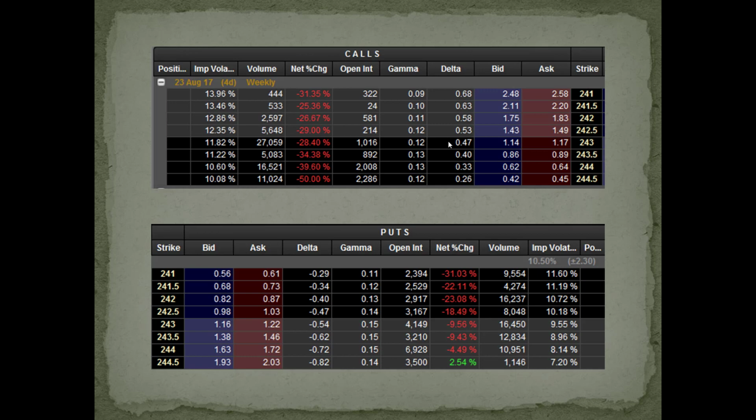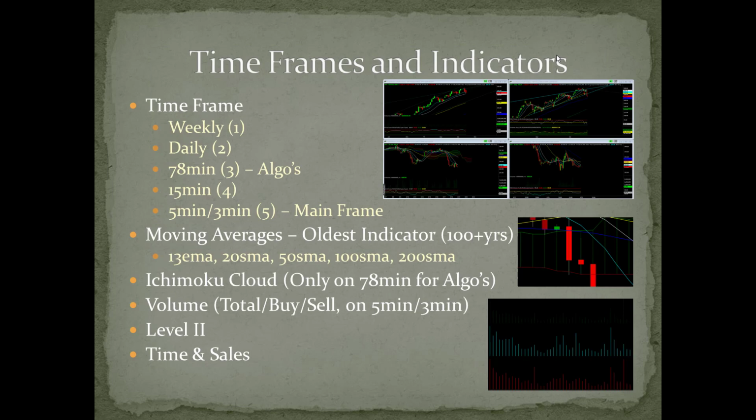All right, so this is quite a brief example. So you've got the speed at which your position is going to go up, and then you've got the acceleration, which controls the speed, which controls the gain. All right, so time frames and indicators. This is what I use. Time frames, I use a weekly, and it has a number 1, 2, 3, 4, 5 in order of importance. Not in order of which I trade, but in order of importance as pertaining to the world.